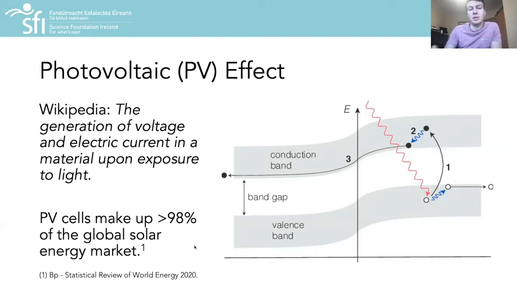Just to mention, the other solar technology that exists is CSP, concentrated solar power, which works on the principle of converting light to heat to steam, which is then used to power a turbine engine, like in coal or a lot of nuclear plants.